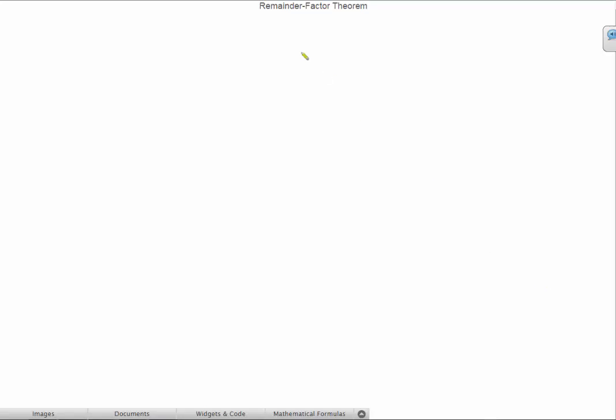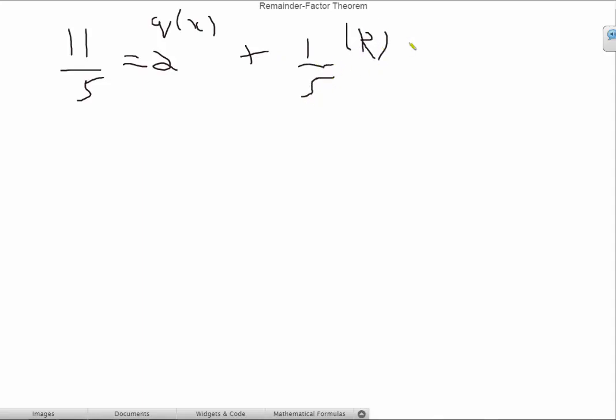Alright, so today we're gonna be looking at the remainder factor theorem. So basically, if I have a number, let's say 11, and I divide it by 5, I end up getting 2, which is known as the quotient, and 1, which is known as the remainder. And now notice that the remainder here is divided by this number, the divisor.